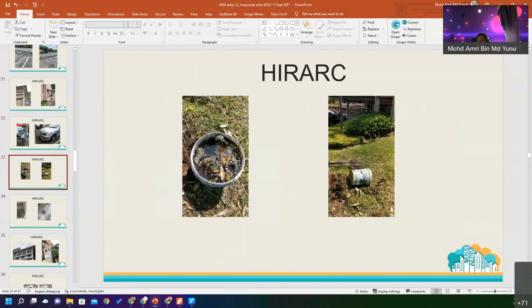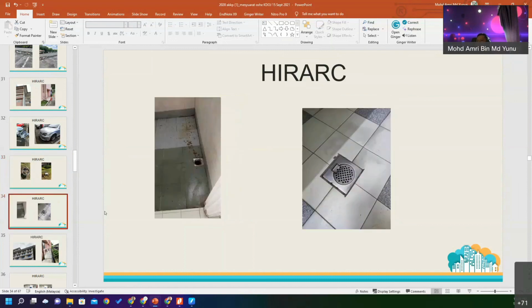Similar to this, an area in one of the blocks that is under construction. Somehow there is a container put there by the contractor, and it was left unattended for a long time. So there is stagnant water, similar. It is a biological hazard, a possible biological hazard. Okay, this one is like an open drainage.